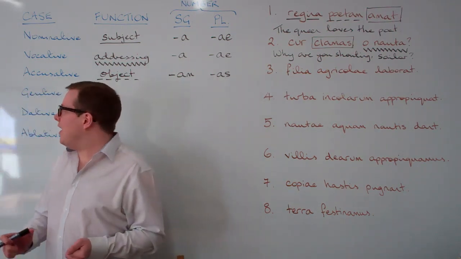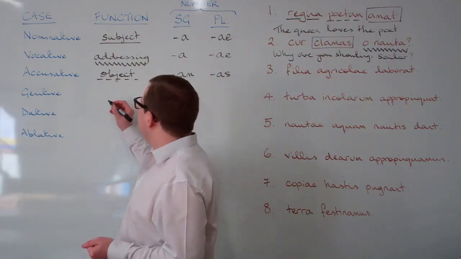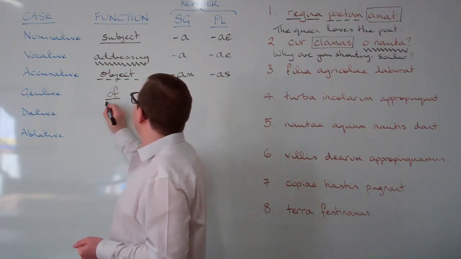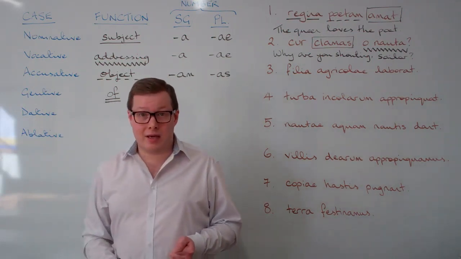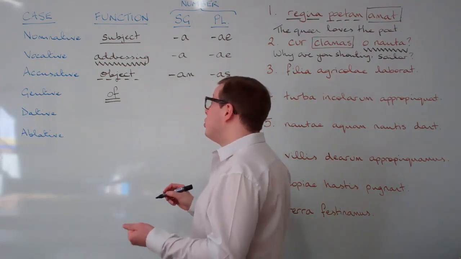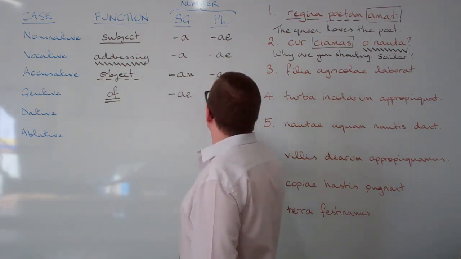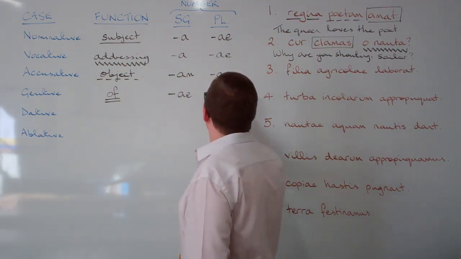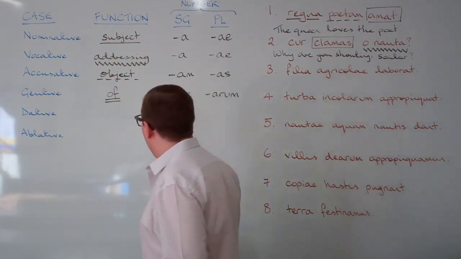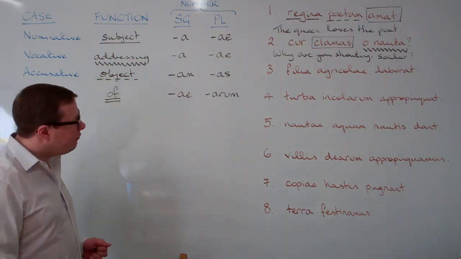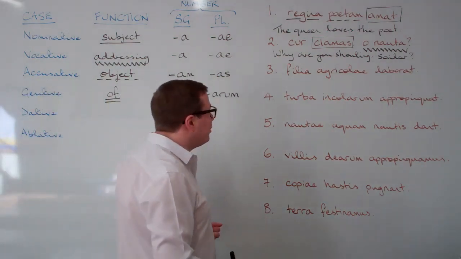Now, we have 3 further noun cases to deal with. Next up, the genitive case. The genitive means of, and it's analysed with a double underline. It has, again, 2 possible endings. In the singular, AE, and in the plural, ARUM, arum. So if we have a look at number 3, Filia agricolae laborat.